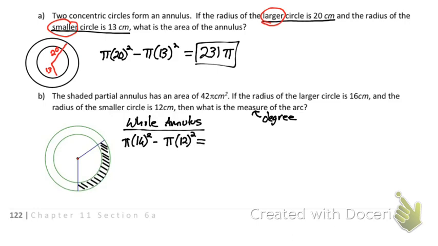What is the area of the entire annulus? EJ? 112 pi, right? 112 pi. Centimeters squared. Yes. I'll put that on there.